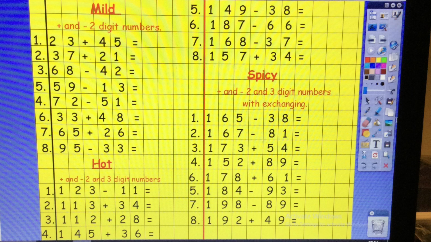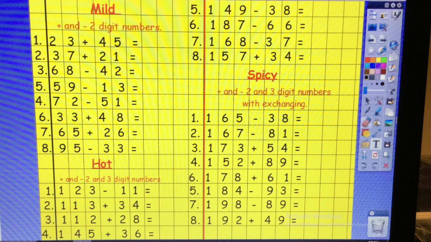Now it's time for you to take 10 minutes to work independently. You can choose to work through mild, hot or spicy, or a mixture, whatever you feel the most comfortable. With mild, you are adding and subtracting 2 and 2-digit numbers. If you choose to do hot, you are adding and subtracting 2 and 3-digit numbers. And if you choose to do spicy, you are adding and subtracting 2 and 3-digit numbers, and you will need to exchange as well. The next slide will show you your answers, so remember to pause the video and give yourself a good 10 minutes to work through some of the questions.